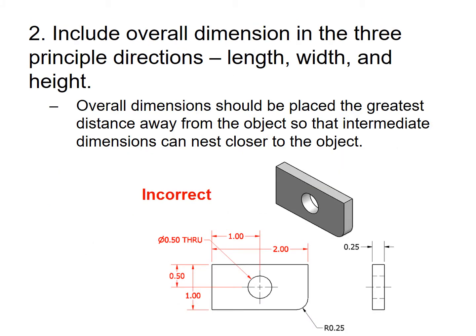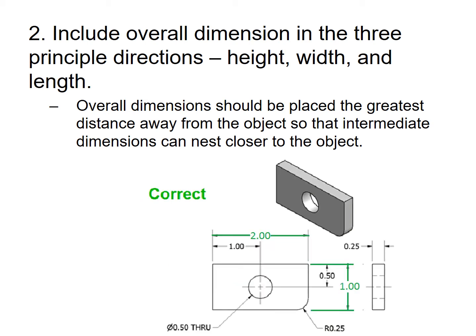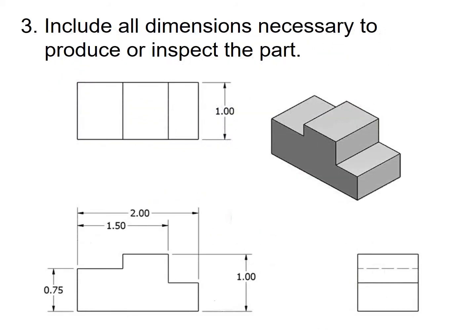Number two, include overall dimensions in the three principal directions: length, width, and height. Overall dimensions should be placed the greatest distance away from the object so that the intermediate dimensions can nest closer to the object. So in this view here, for example, they're on the outside. It would make way more sense to take the overall 2 inches length and the 1 inch height dimension and move those to the outside of the object, and the other dimensions also in between or adjacent to its view, in this case the right side view.